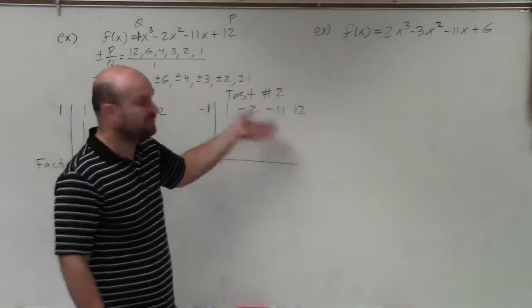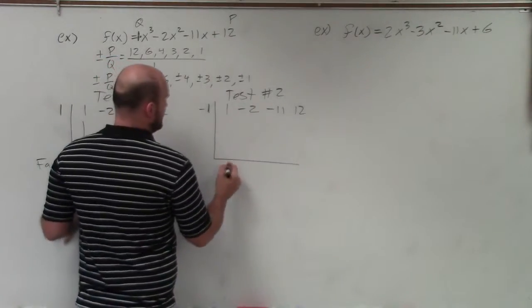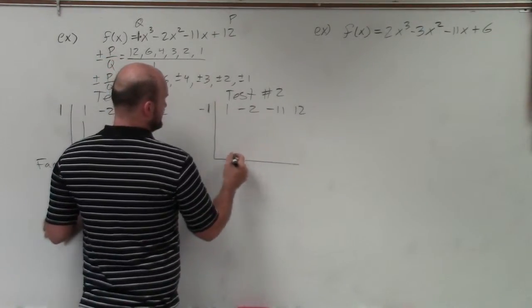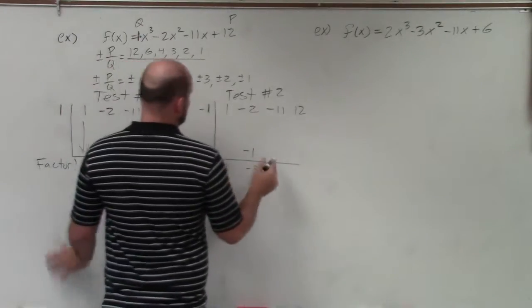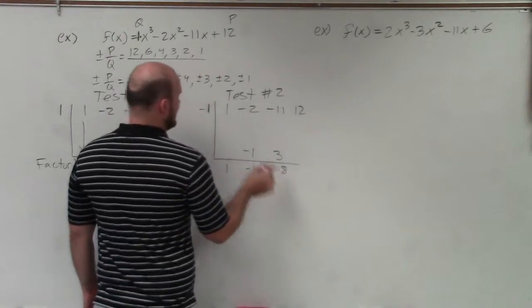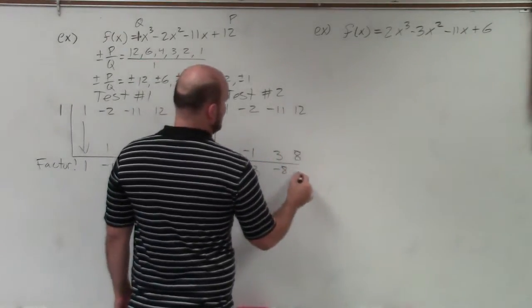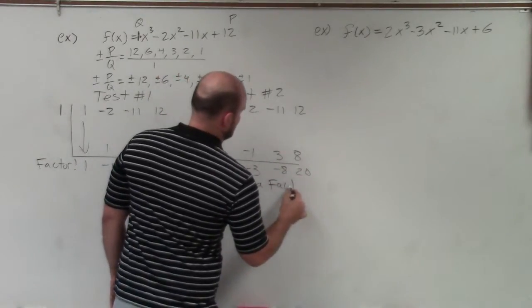Let's just go and try negative 1 just to see if we have two immediate rational zeros. So I bring down the 1. 1 times negative 1 is negative 1. Negative 2 plus negative 1 is negative 3. Negative 3 times negative 1 is a positive 3. Negative 11 plus 3 is negative 8. Negative 8 plus negative 1 is going to be positive 8, and 20. So that is not a factor.